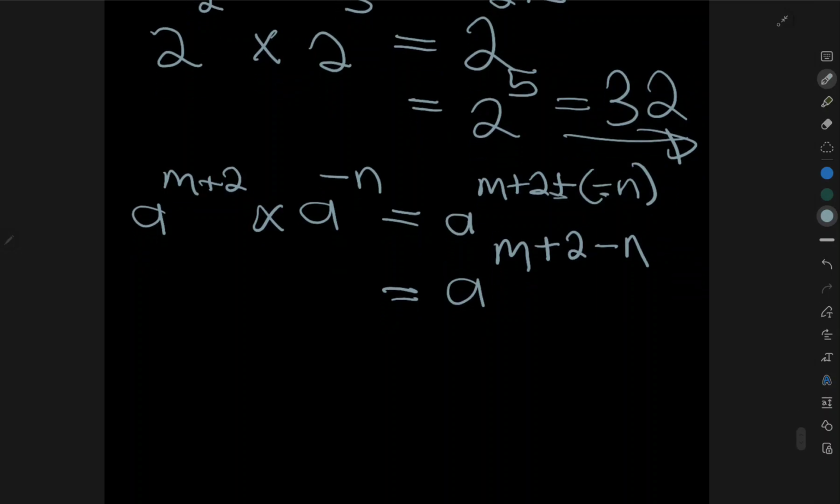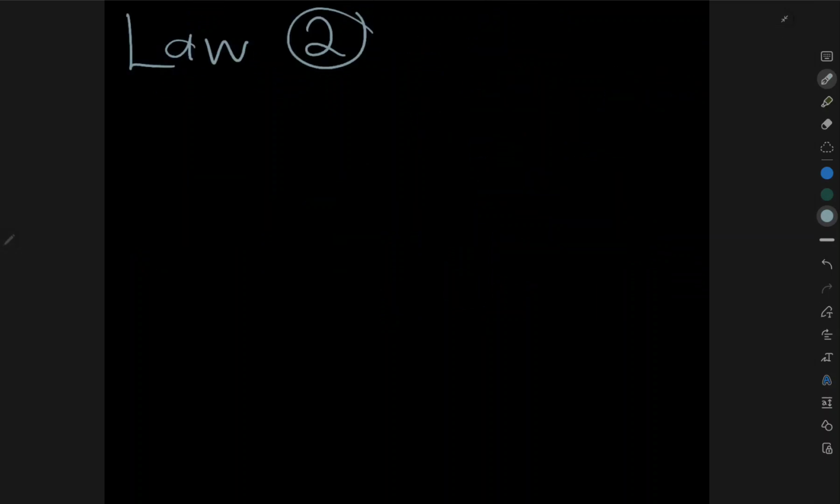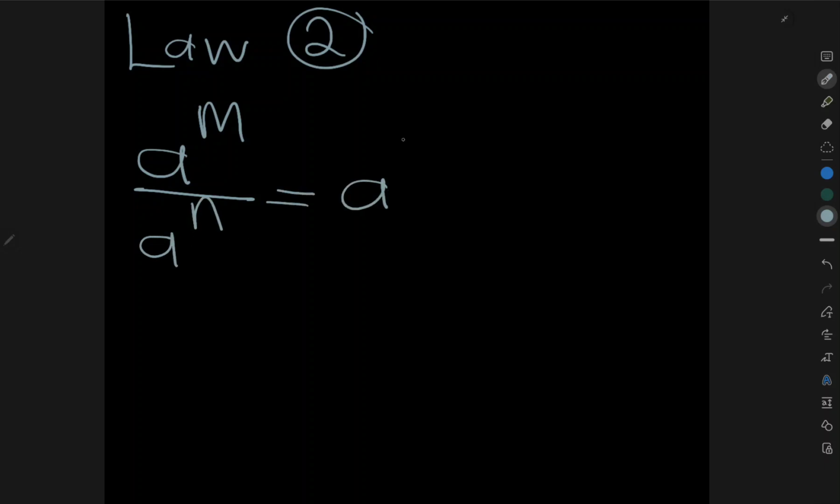Now let's get to the second law. The second law is kind of like the inverse of the first law. What I mean is this: if we're dividing powers that have the same base, we should subtract the exponents. So if we have a to the power of m divided by a to the power of n, we're supposed to subtract the exponents, and we're going to get the answer.